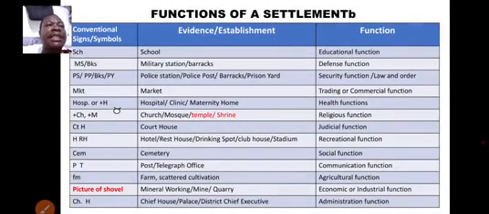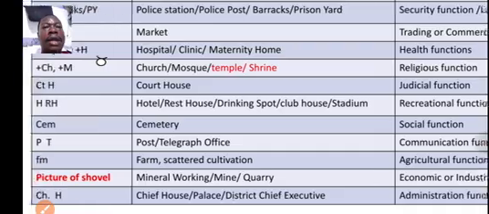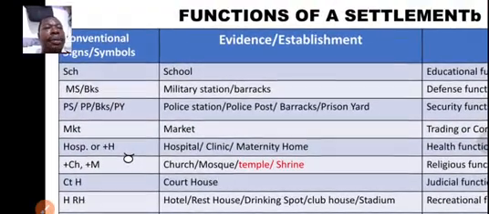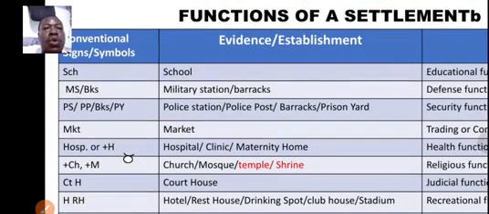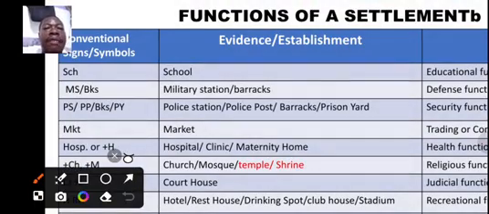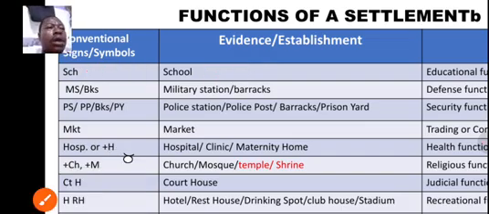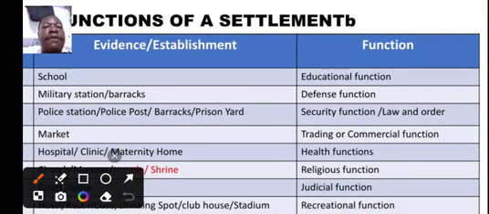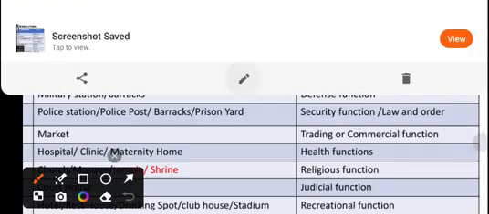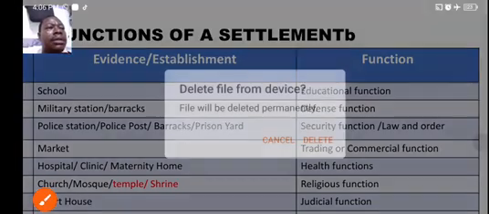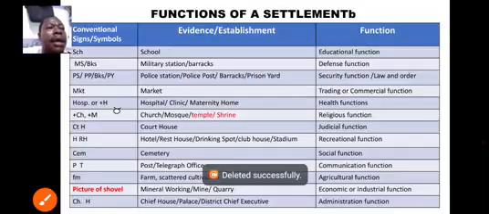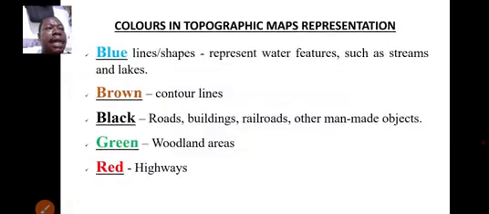Now, what are the functions of a settlement? You see all these symbols on your topo sheet and you begin to ask yourself, what does this symbol that you have on the map represent? We have a lot of them. We have a school, and whenever you see a school on your topo sheet, the function that the school plays is what is called educational function. Yes, that is educational function.